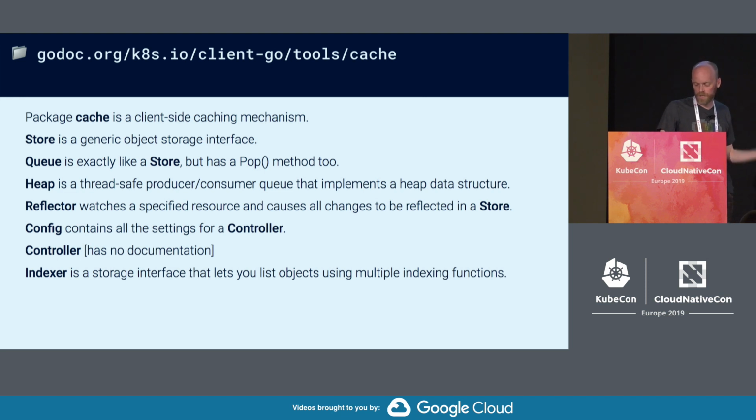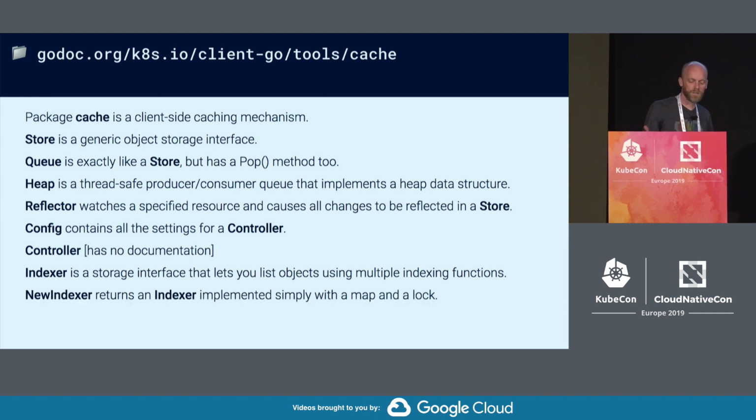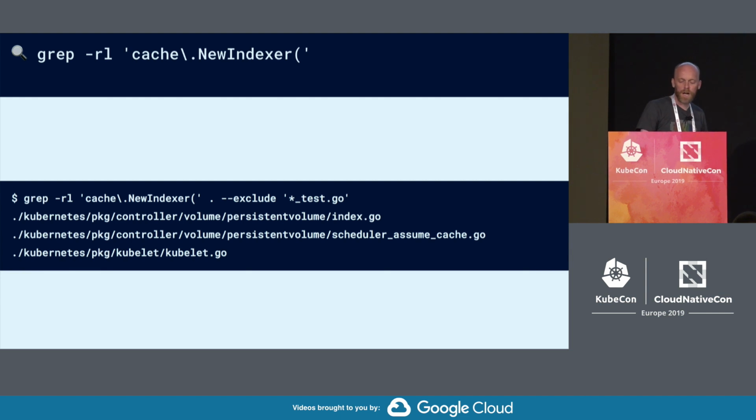And hey, we were building an indexer in our previous implementation. And it's a storage interface that lets you list objects using multiple indexing functions. It sounds like we're on the right track. And new indexer returns an indexer implemented simply with a map and a lock, which is very similar to what we were doing on our own. So maybe we can reuse this code.